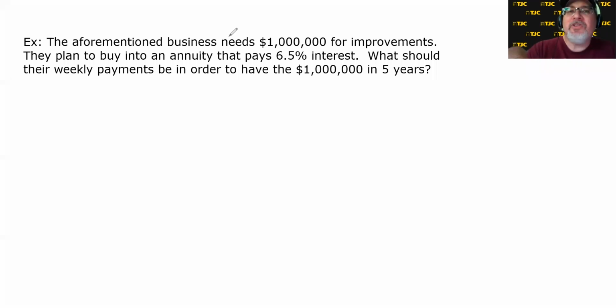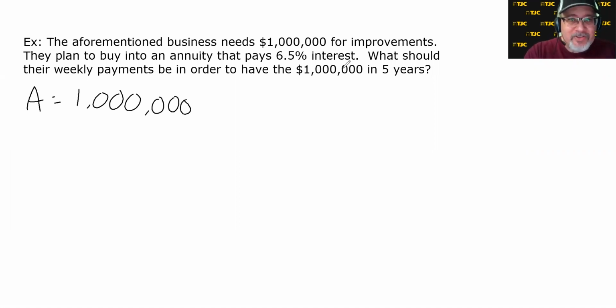All right, let's start with the information that we're given. The first thing we're given is that they need a future value of 1 million. So our A is equal to 1 million. The next piece of information we're given is the interest rate, lowercase r, 0.065.